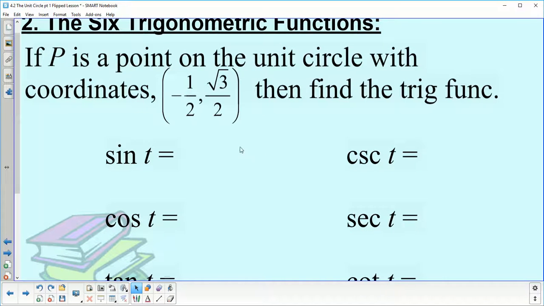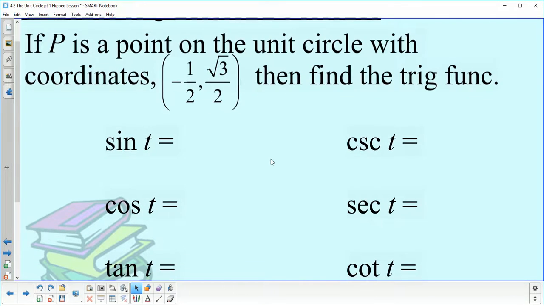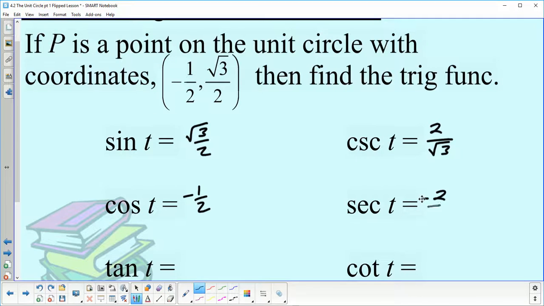So what we can do then is, if we've got coordinates like this, P is a point on the unit circle with coordinates -1/2, square root of 3 over 2, then the trig function can be found. So we know sine is the y value, so square root of 3 over 2. Cosine is the x value, and then these two are reciprocals of those. So 2 over square root of 3 and -2 over 1. Now here we would want to rationalize our denominator. So we'd actually get 2 square root of 3 over 3.